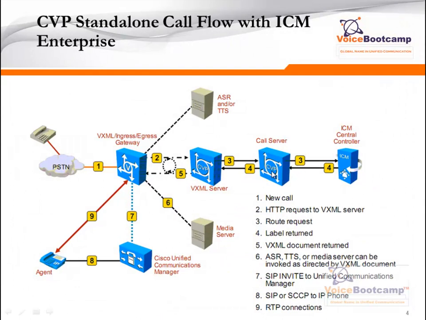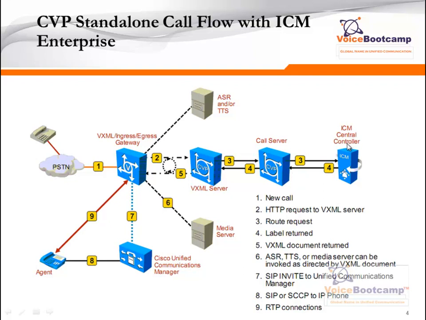Now, a standalone call flow with an ICM enterprise. If you have an ICM enterprise, this is the call flow that takes place. A call will arrive from PSTN into the voice gateway, which is known as the ingress gateway. The gateway will send an HTTP request to the voice XML server. At this stage, the voice XML server will then initiate a route request to the call server, or to the ICM via the call server.